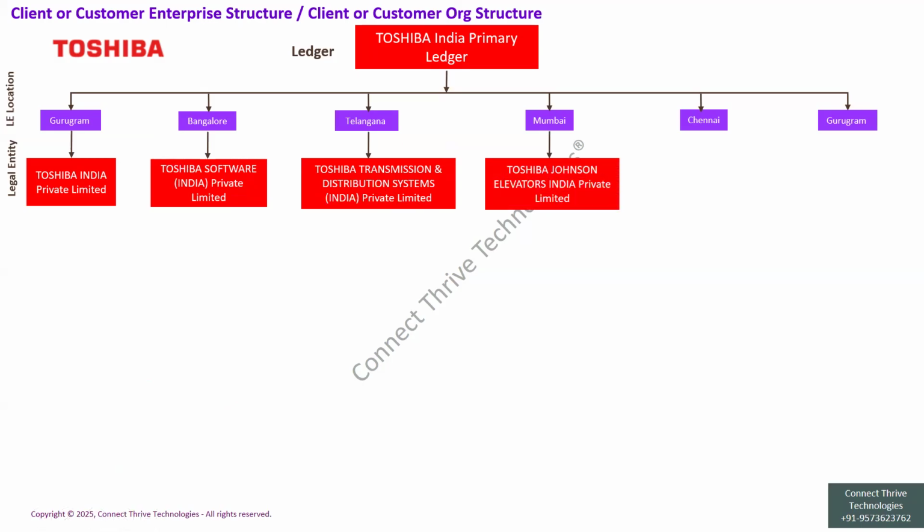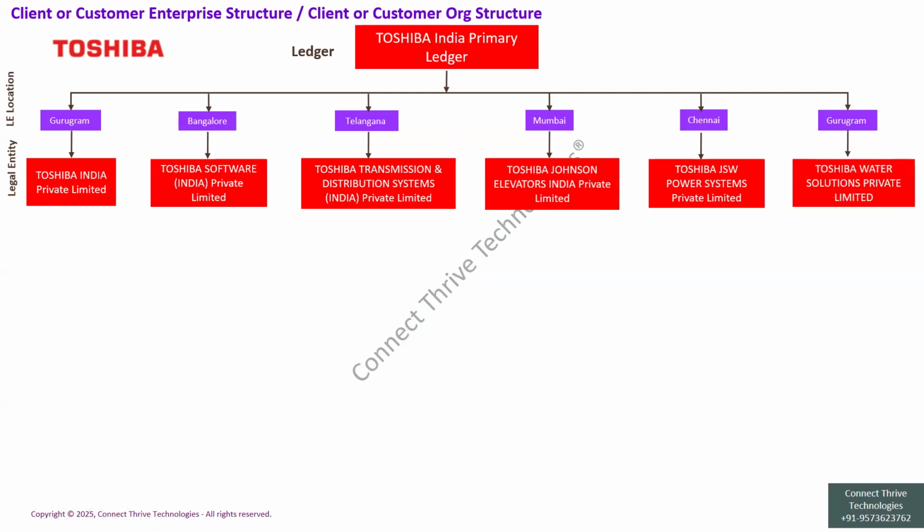Next, Toshiba Johnson Elevators India Private Limited, which is mainly lifts and elevators, in Mumbai. Next, Toshiba JSW Power Systems Private Limited, which manufactures power tools. Next, Toshiba Water Solutions Private Limited, which develops water solutions related technologies and systems. So within India, they are doing multiple businesses, and based on the businesses, they register their legal entities in their respective locations.